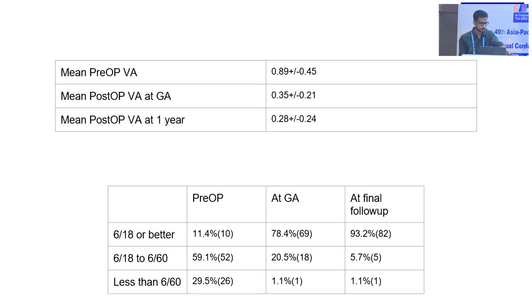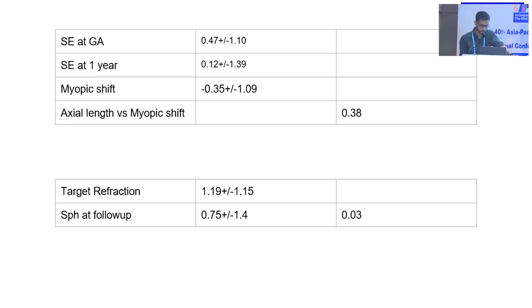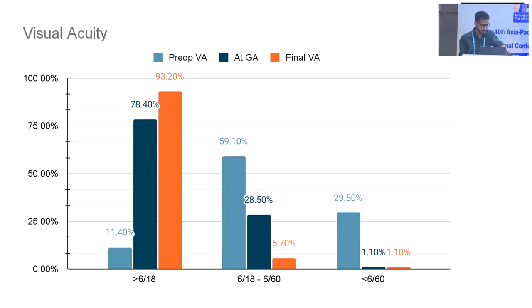Looking at the mean pre-op visual acuity in logMAR units, it was 0.89 plus or minus 0.45, which improved to 0.35 plus or minus 0.21 at glass appointment and to 0.28 plus or minus 0.24 at 1 year follow-up. Categorizing visual acuity into those having greater than 6/18 to 6/60 and those with less than 6/60, we can see that the visual acuity improved significantly compared to pre-op and final VA, with 11.4% having visual acuity greater than 6/18 pre-op, increasing to 93.20% at final follow-up.